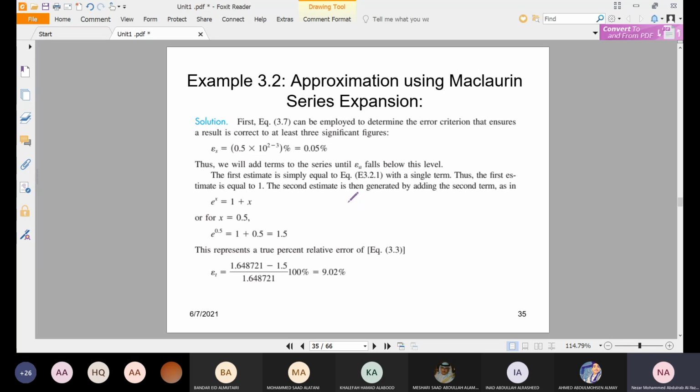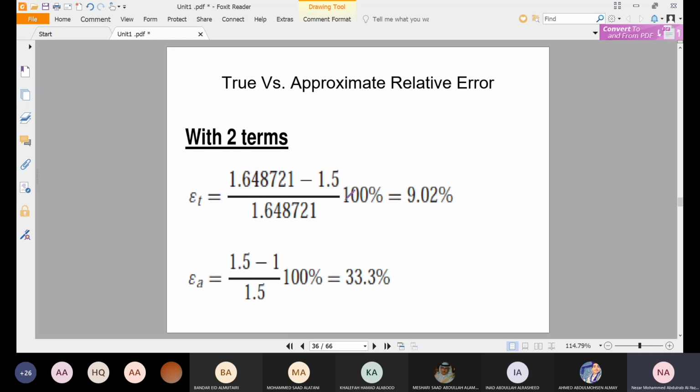So here, ya shabab, we compute the errors. Regarding the approximation error, I have the first or previous estimation equal to 1, and the current estimation equal to 1.5. Now if I want to compute the approximation relative error, this will equal 33.3%. So the error is large.